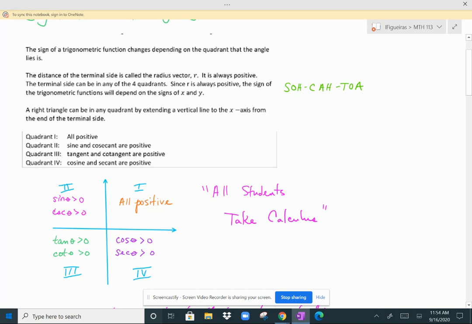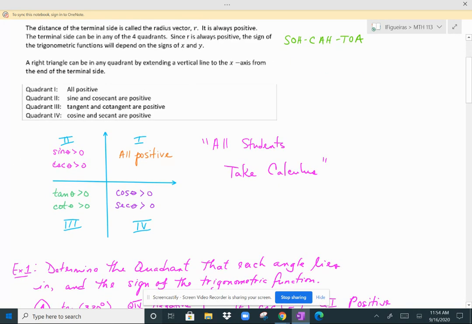So here's a more visual way to describe that. Here are your 4 quadrants. In quadrant 1, they are all positive. Quadrant 2, sine and cosecant are positive. Quadrant 3, tangent and cotangent are positive. And in quadrant 4, cosine and secant. That means that all the other ones would be negative. So for example, in quadrant 2, only sine and cosecant are positive. The other 4 trig functions are negative, and the same is true for the other ones. The only one where they are all the same sign is in quadrant 1.